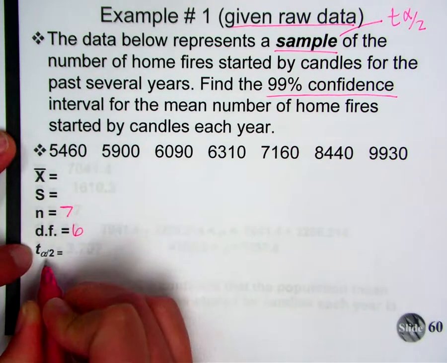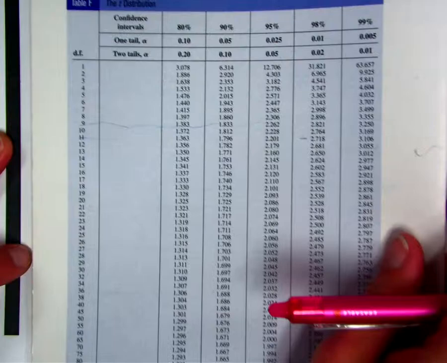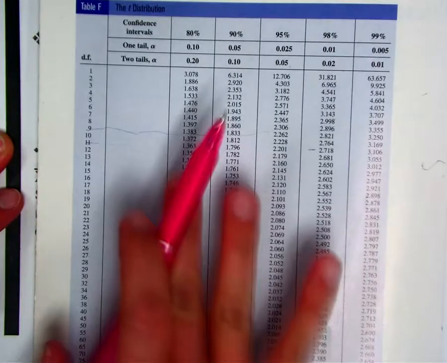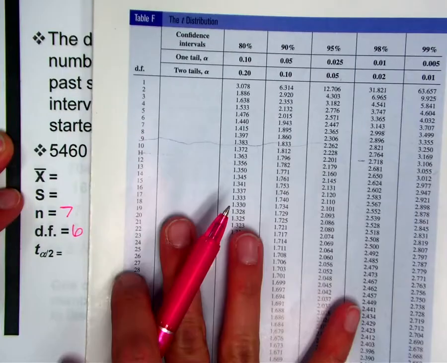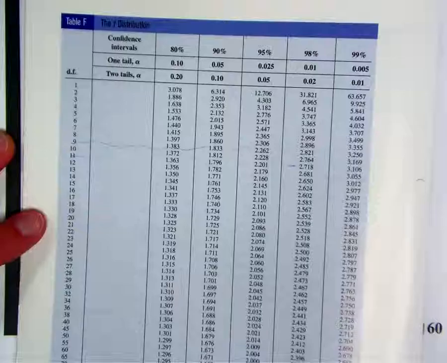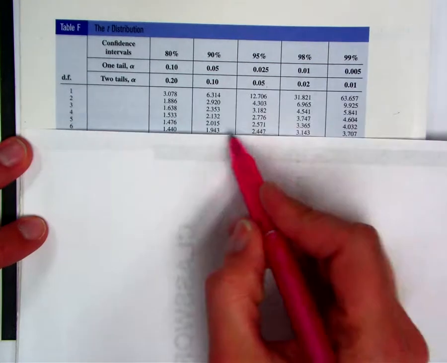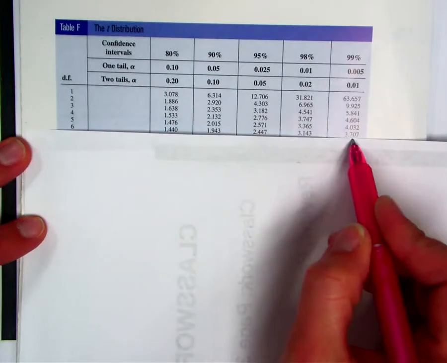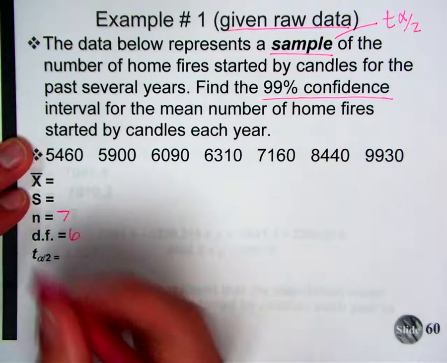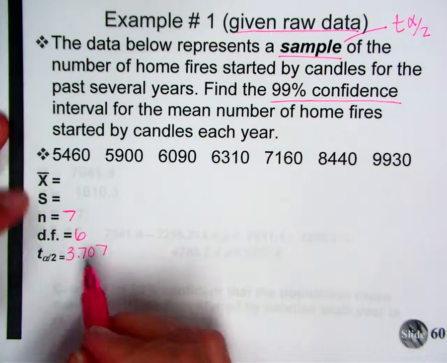So I can go ahead and find my T alpha. I can find my critical value by using my distribution chart. So please don't write on these. This is a bad example because it has writing on it. And I'm using 99%. So DF is equal to 6. So I'm going to do the 6th row, and 99% would be 3.707. So 3.707 is going to be what I'm actually going to be using for my critical value.